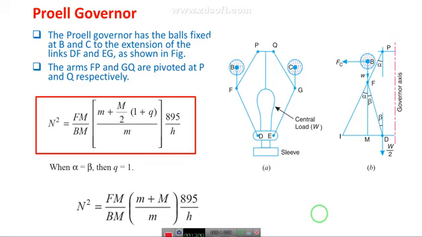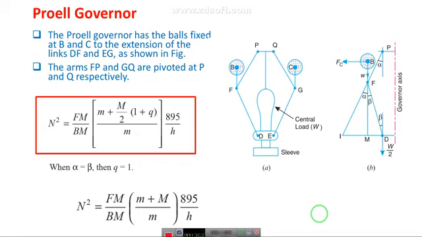So now the Proell governor. Here we can see the difference: the balls are fixed at B and C, and there is some extension from F and G. The extension arms are DF and EG. So these arms we can call the extension links. Based on the extension links, we have a relationship, that is N square is equal to FM divided by BM, into (m plus M) divided by 2 into (1 plus q) divided by m into 895 divided by h. When alpha is equal to beta, then we can consider q as 1.